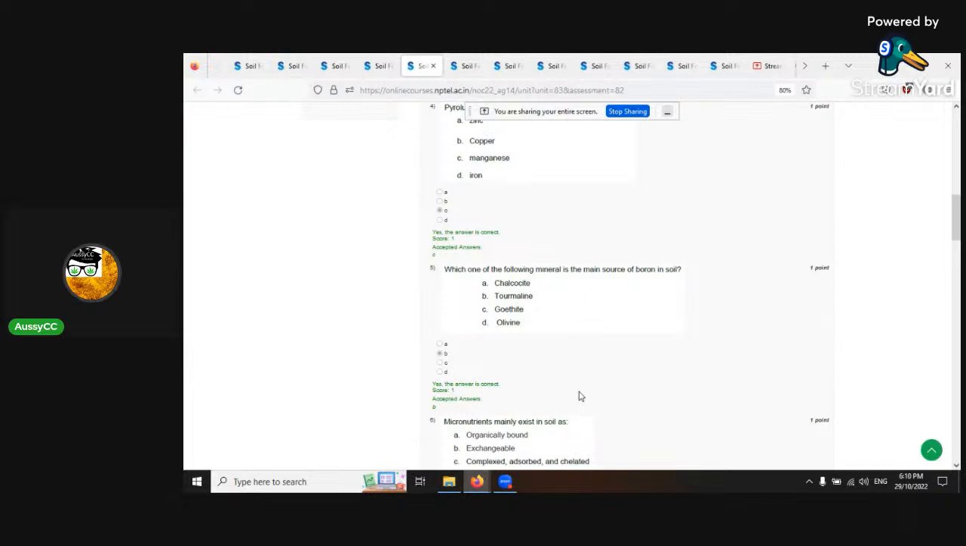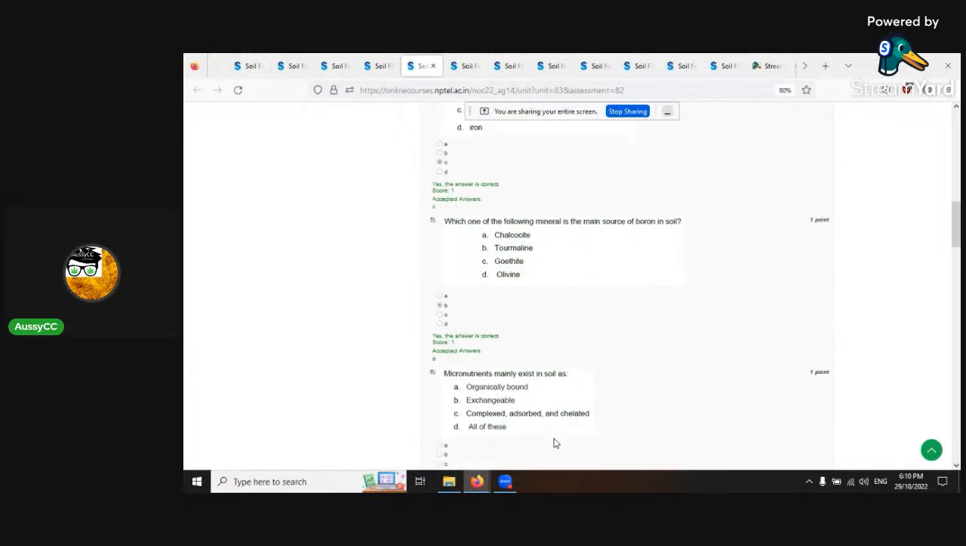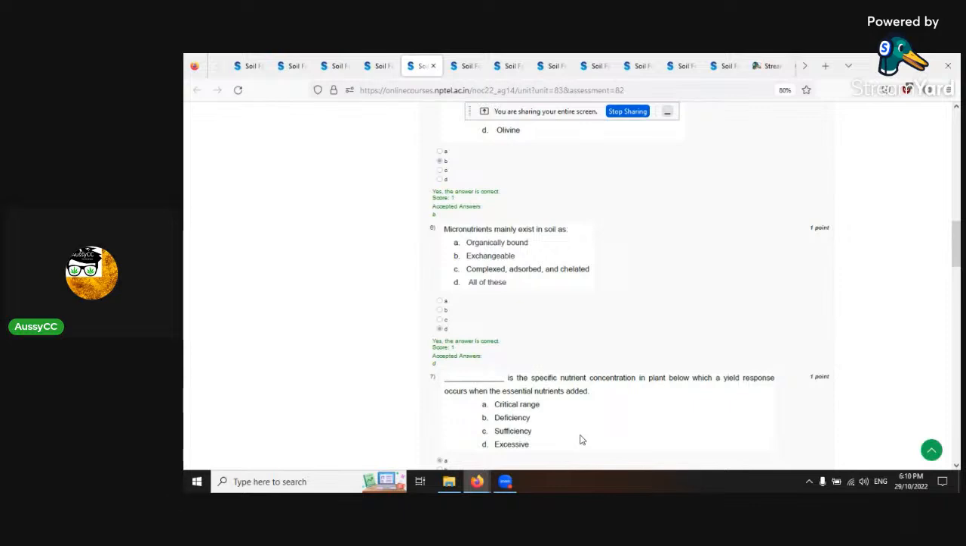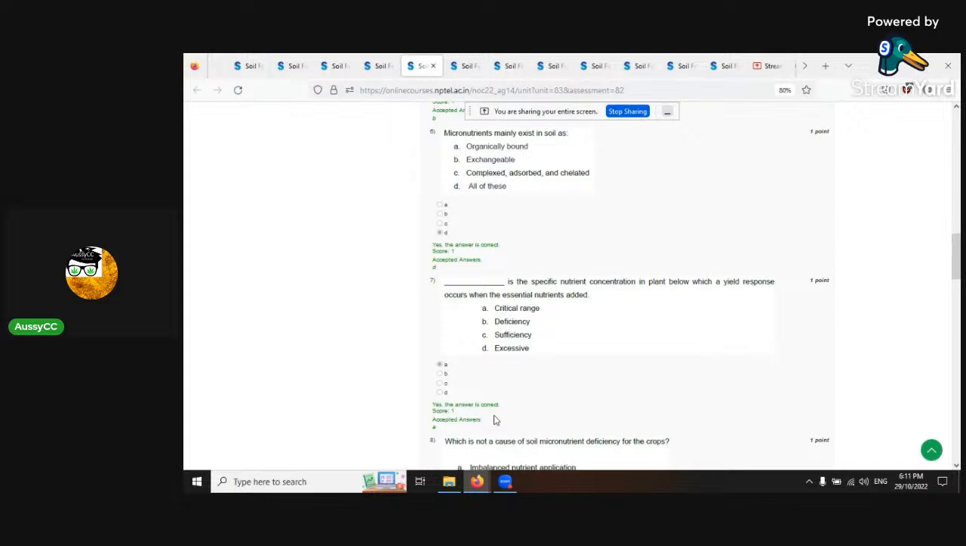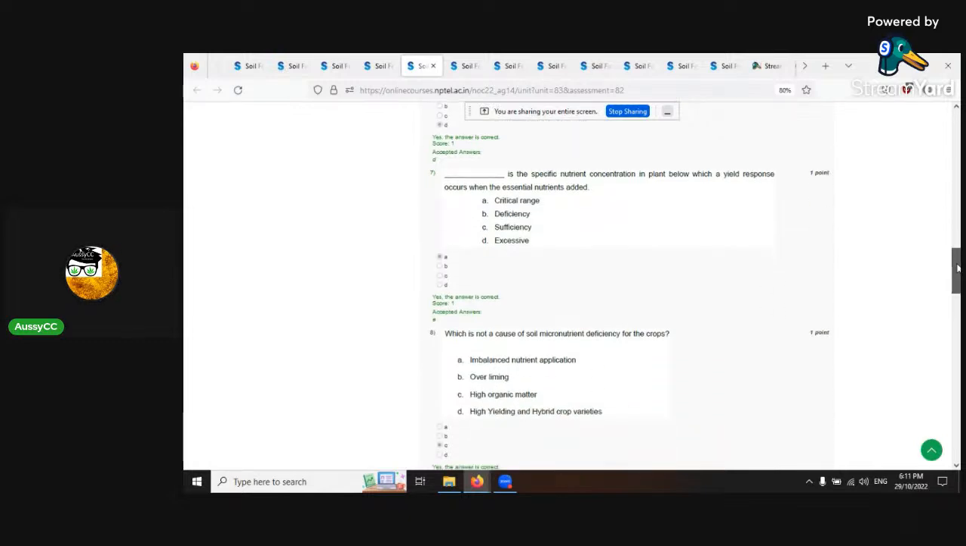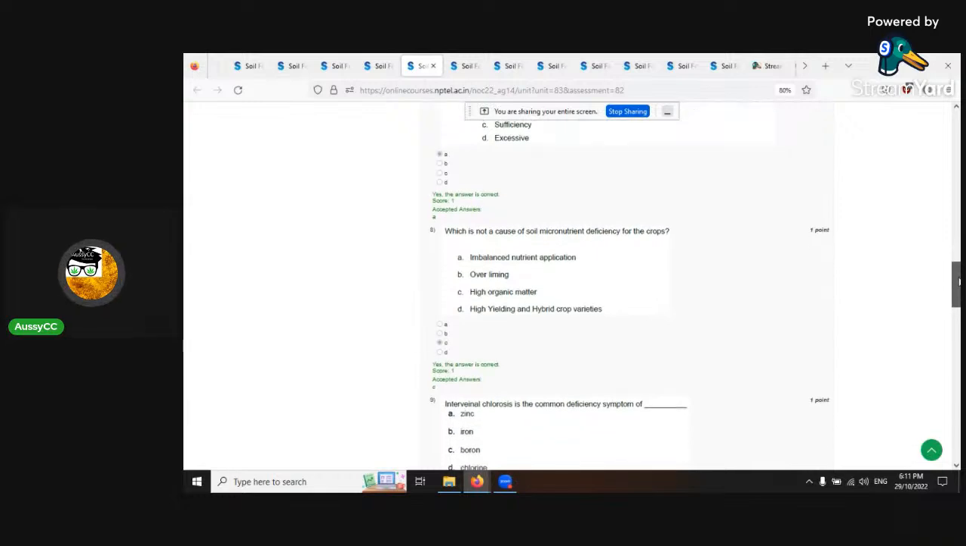Micronutrients mainly exist in soil as micronutrients exchangeable. That's, yeah, all of them. All of these. Something specific nutrient constricts in plants in the yield response. What's that? That's when it's the critical range, which is not a soil micronutrient deficiency by crops. Imbalance, overliming. High organic matter is not a soil deficiency. Interveinal chlorosis is caused by iron.